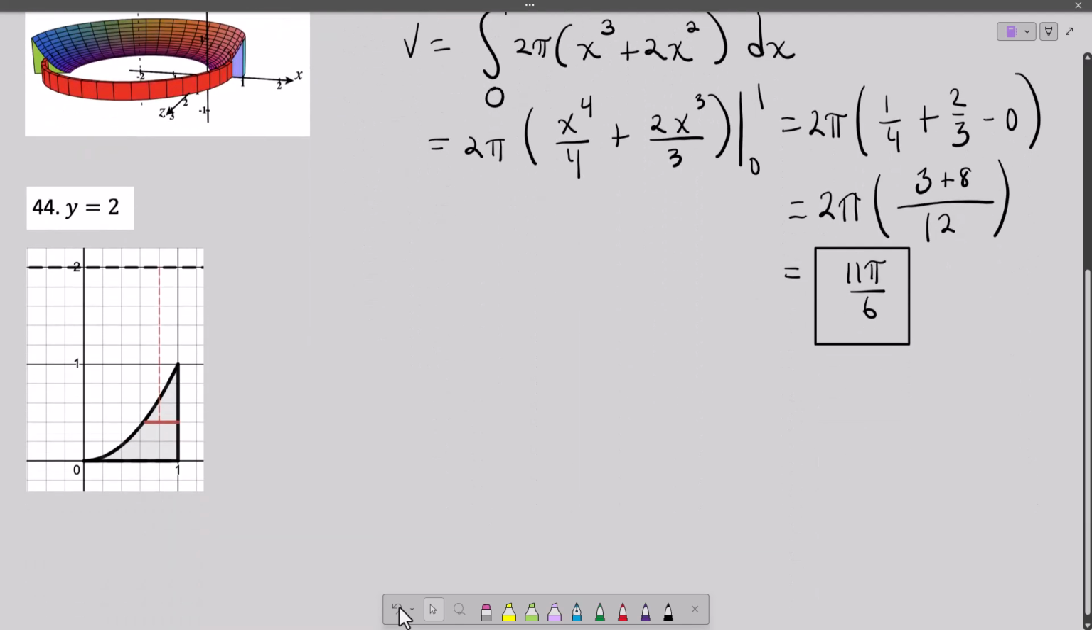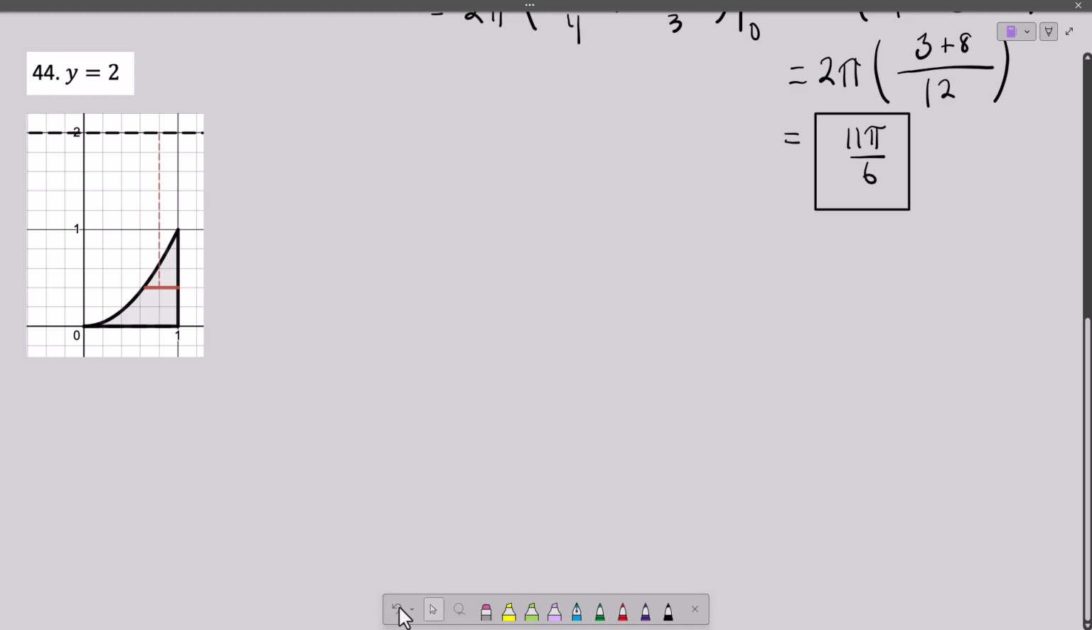Okay, let's take a look at this guy. Same region, but we're going to rotate around y equals 2. So we're going to rotate it this direction. y equals 2.